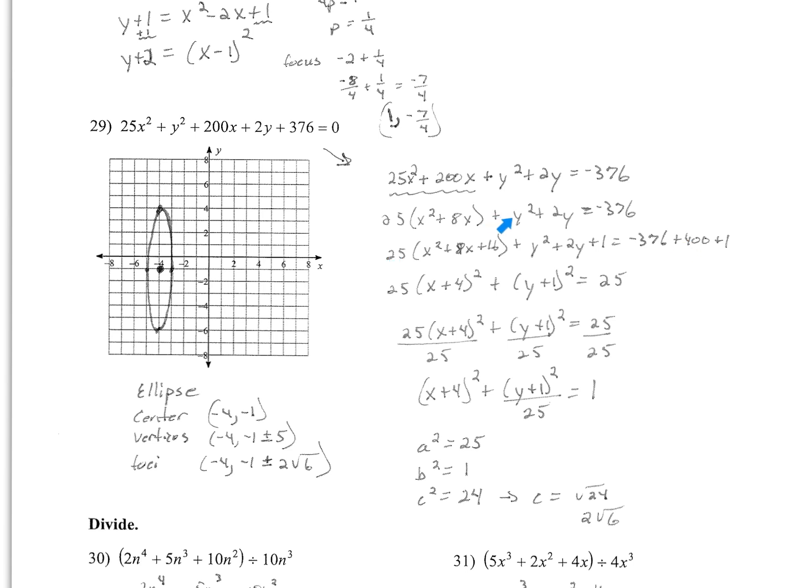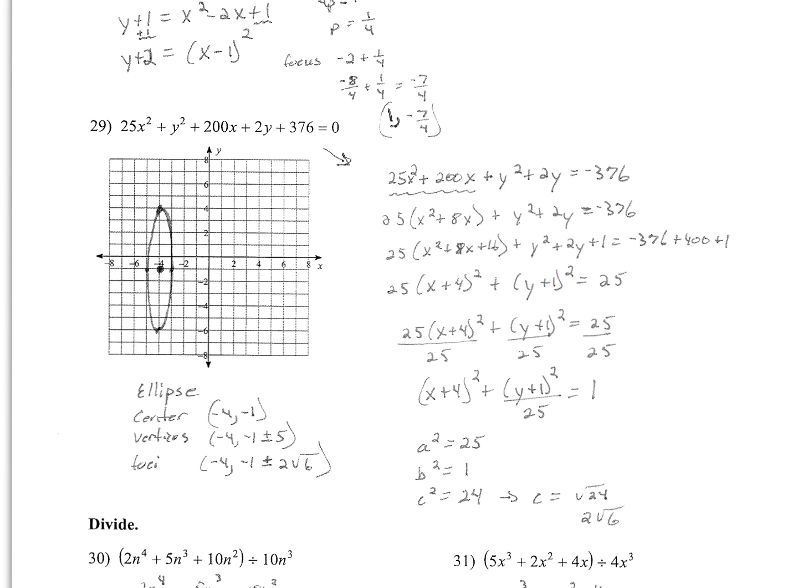But then the y variable, y squared plus 2y, we're just going to complete the square of that part. Half of 2 is 1, and 1 squared is 1. So all we're adding there is 1, but we have to add it to the other side as well. So that's what all of that line represents. Now, when we factor x squared plus 8x plus 16, we do get (x plus 4) squared. That's the half of 8. But it does have that factor of 25 that we're multiplying by. But then when we factor y squared plus 2y plus 1, we just get (y plus 1) squared.